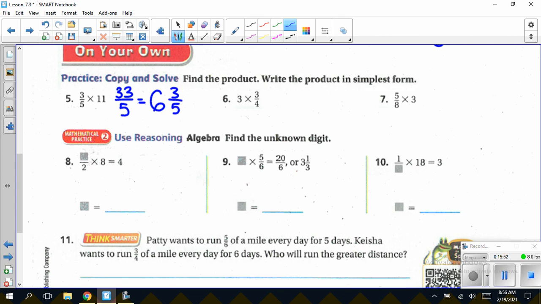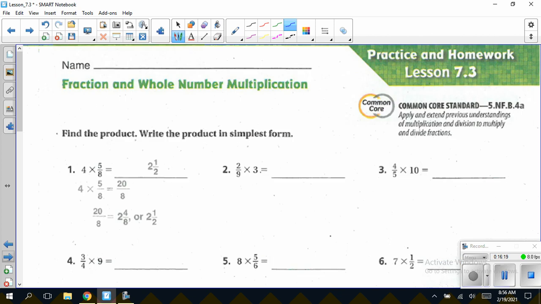For number 6, your improper fraction is 9/4. When you T-bow this, you get 2 1/4. And for number 7, your improper fraction is 15/8. When you T-bow this, you get 1 7/8. So now, on to the homework.